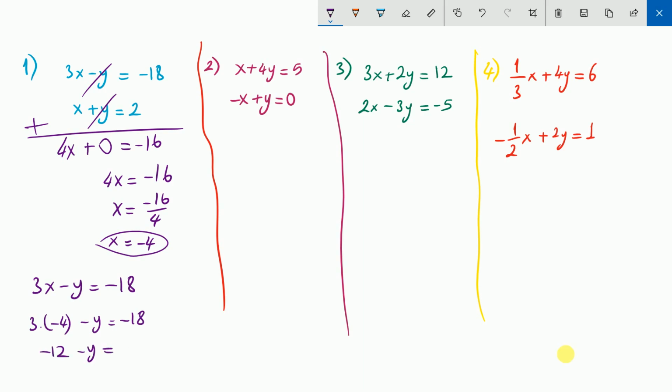Negative y equals negative 18 plus 12. Y goes to the right side as positive. Negative 18 comes to the left side as positive. The same will be 6.